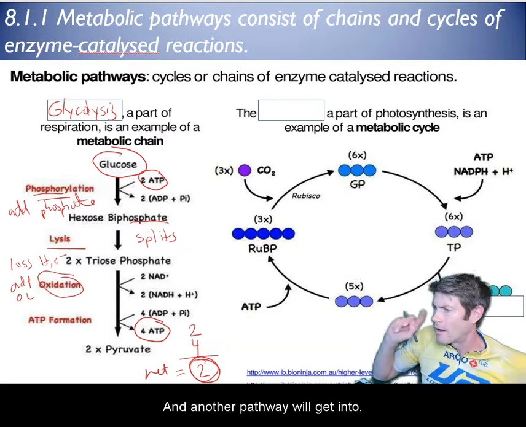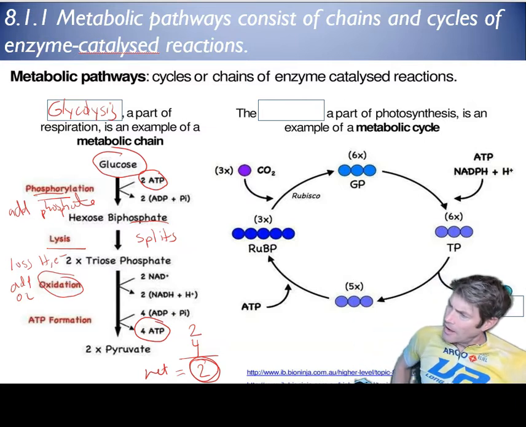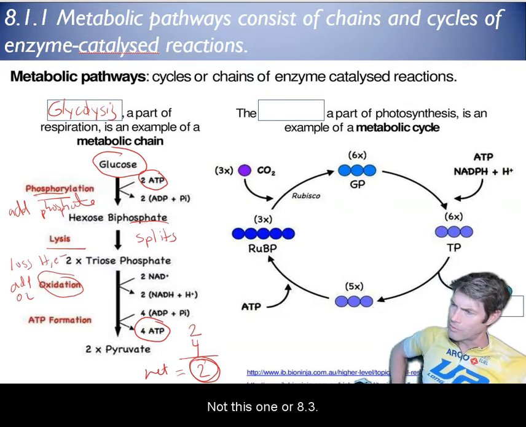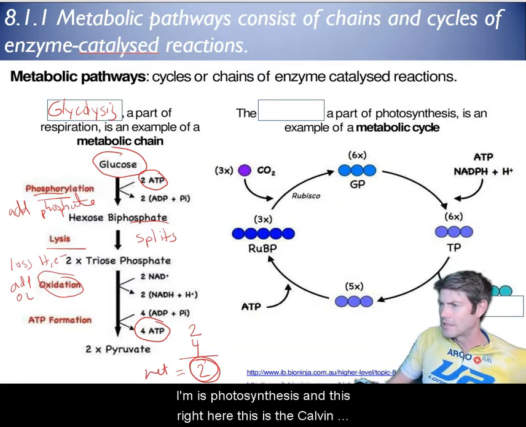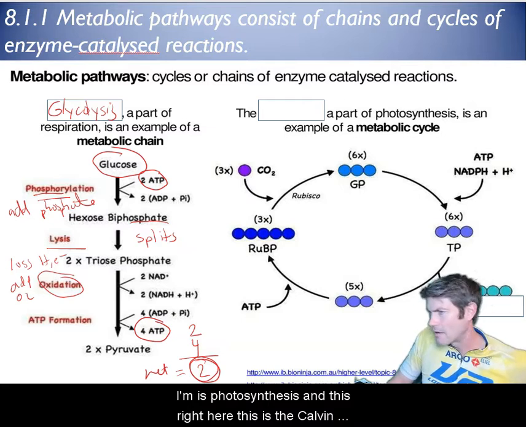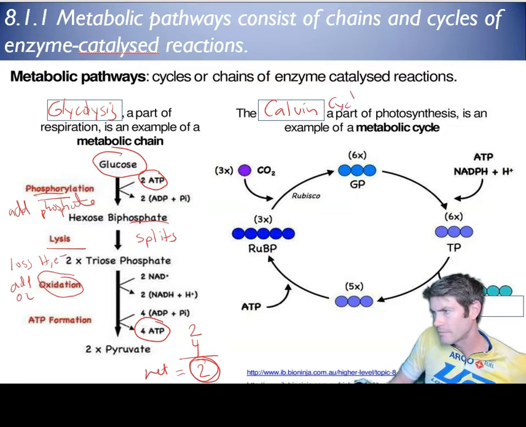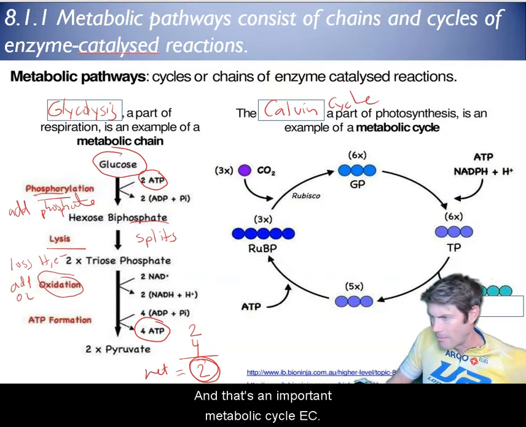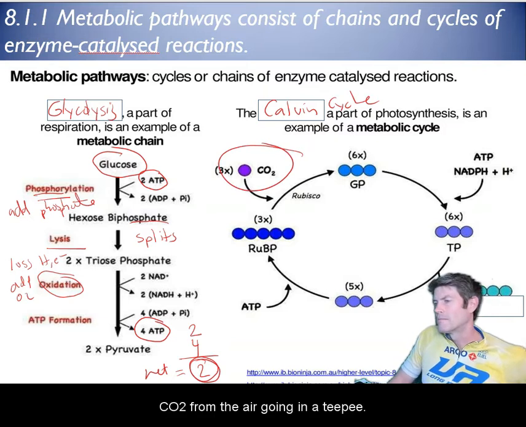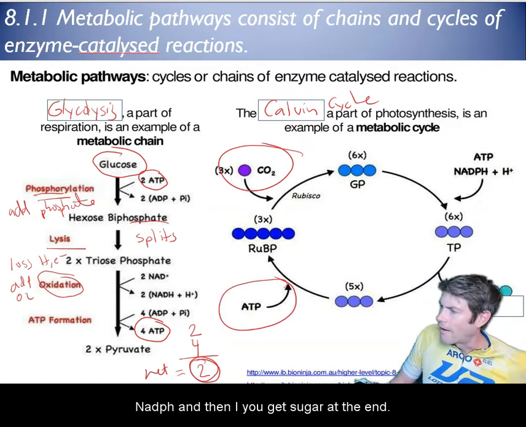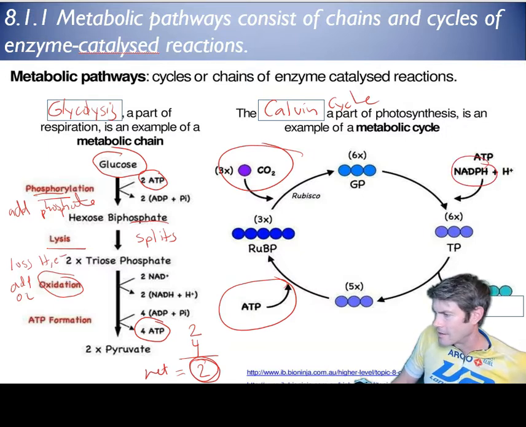And another pathway we'll get into in 8.3 is photosynthesis. And this right here, this is the Calvin cycle, or the light-independent reactions of photosynthesis. And that's an important metabolic cycle. You see CO2 from the air going in, ATP, NADPH, and then you get sugar at the end.